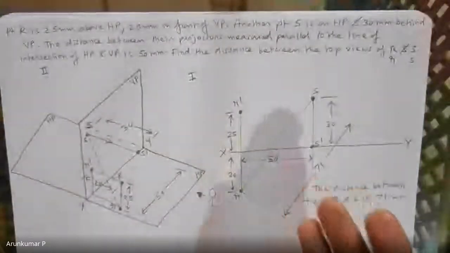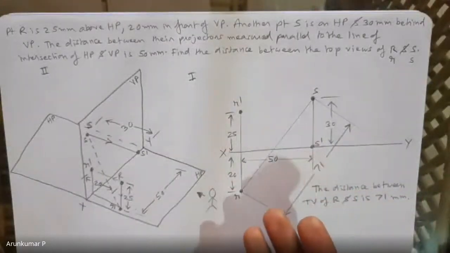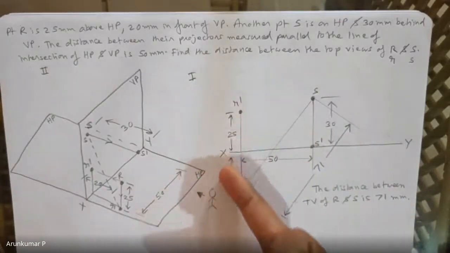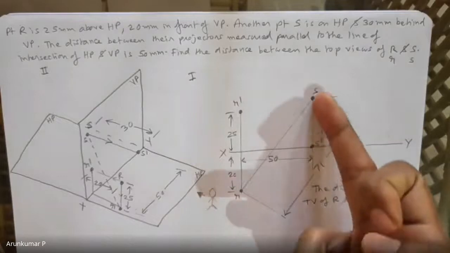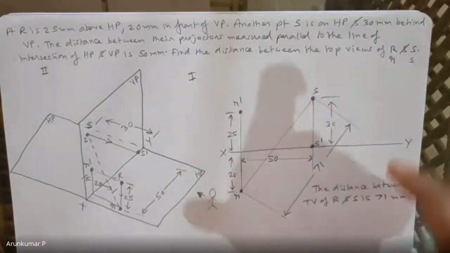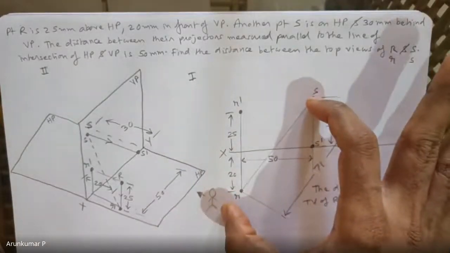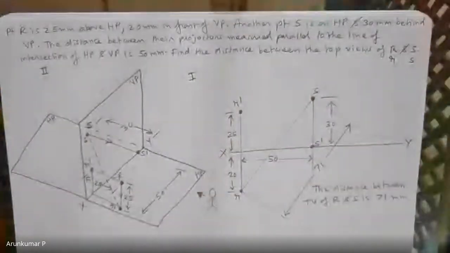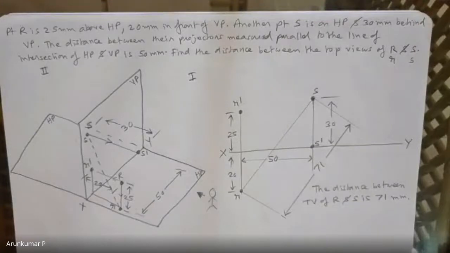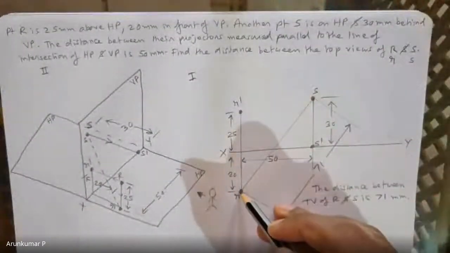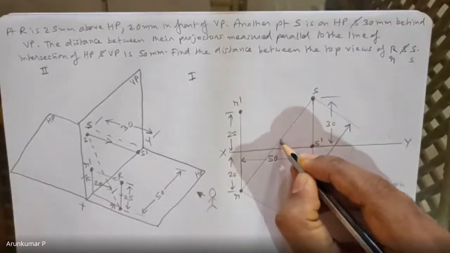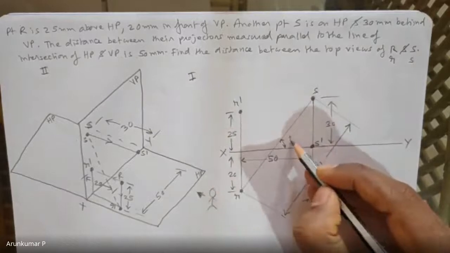So this is how the points are to be projected, front and top view of a point which is in one quadrant and a point which is in the other quadrant, and try to find out maybe the distance between them. Sometimes it may even be given that you have to find the angle between the points. If you see this particular line which is joining the top view of R and the top view of S, it is at some angle. You may even be asked to find out this angle.